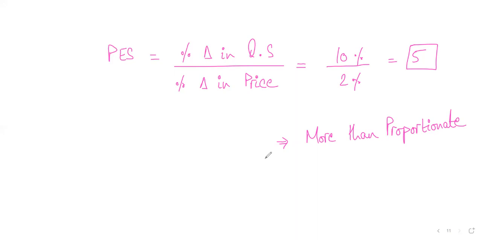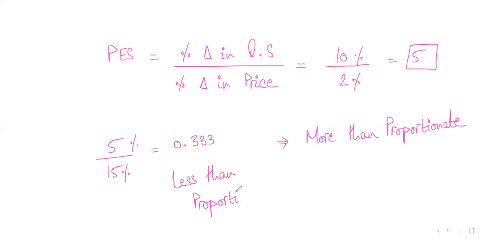Okay. Now, similarly, if there is another example, let's say for a 15% change in price, there's a 5% change in supply. Now we do know that this overall value will turn out to be 0.333. You can also use a calculator. Calculators are allowed on the exam. So since this value is less than 1, it is less than proportionate change, because for a 15% change in price, there was only a 5% change in supply. So this is less than proportionate, and therefore it is less elastic. So less than proportionate is less elastic, more than proportionate is more elastic.